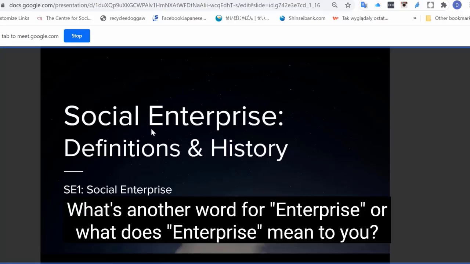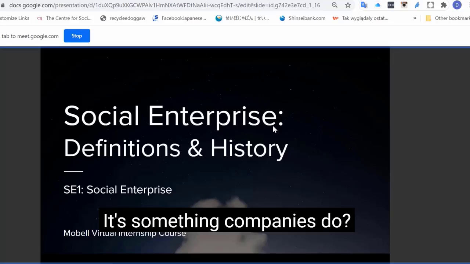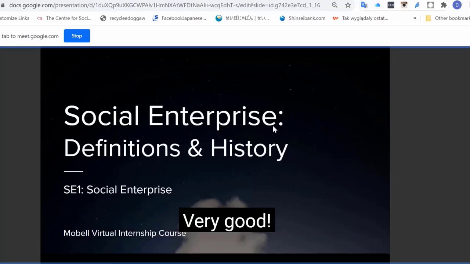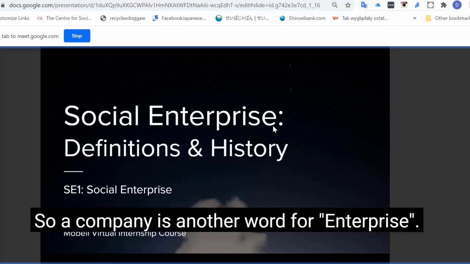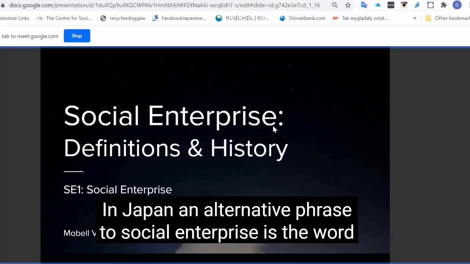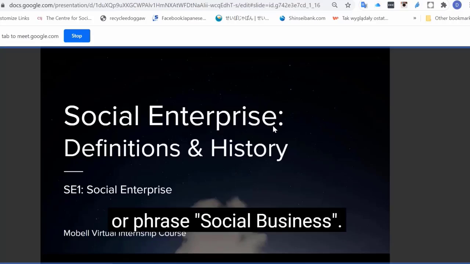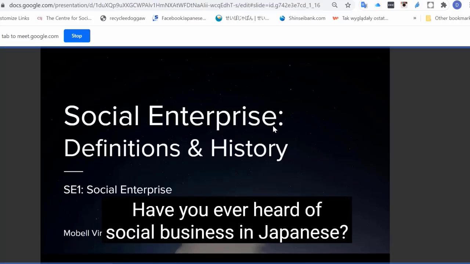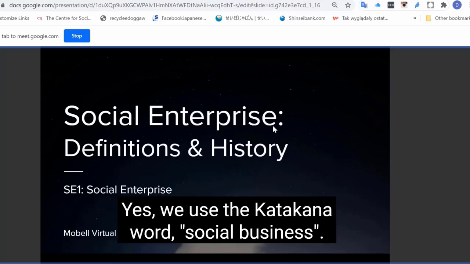What's another word for enterprise? Or what does enterprise mean to you? It's something companies do. Very good. So a company is another word for enterprise. In Japan, an alternative phrase to social enterprise is the word or phrase social business. Have you ever heard of social business in Japanese? Yes, we use the katakana word, social business.